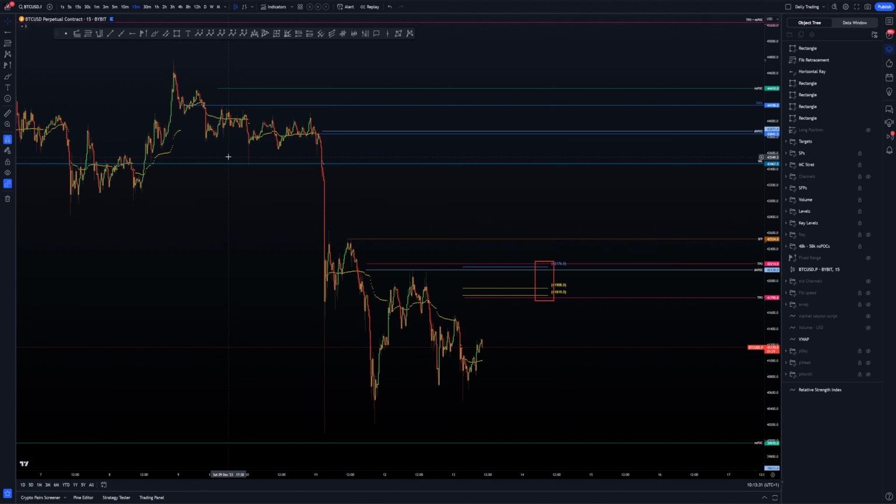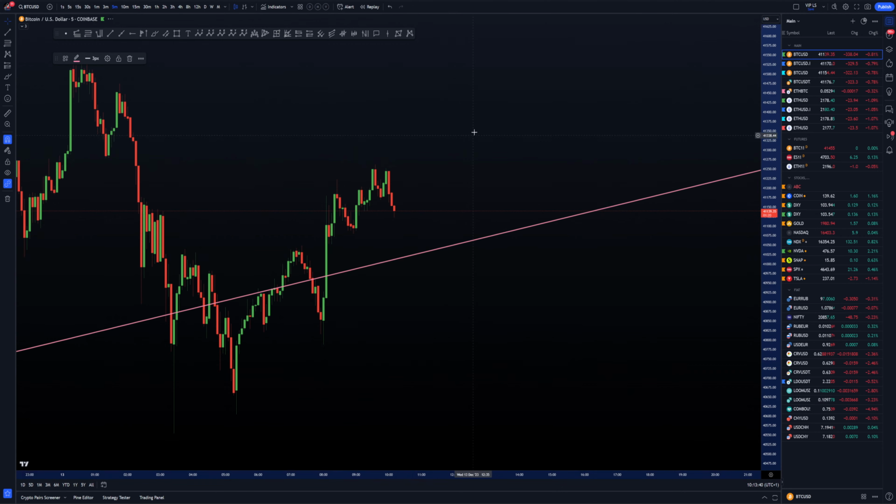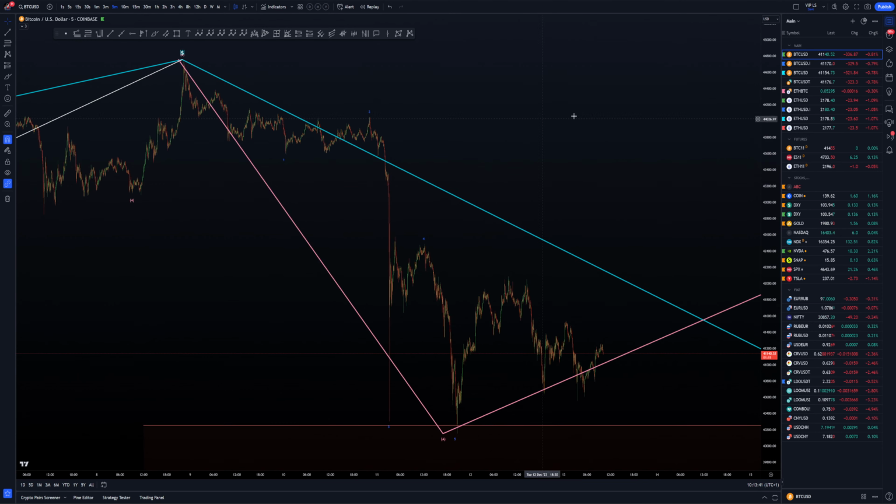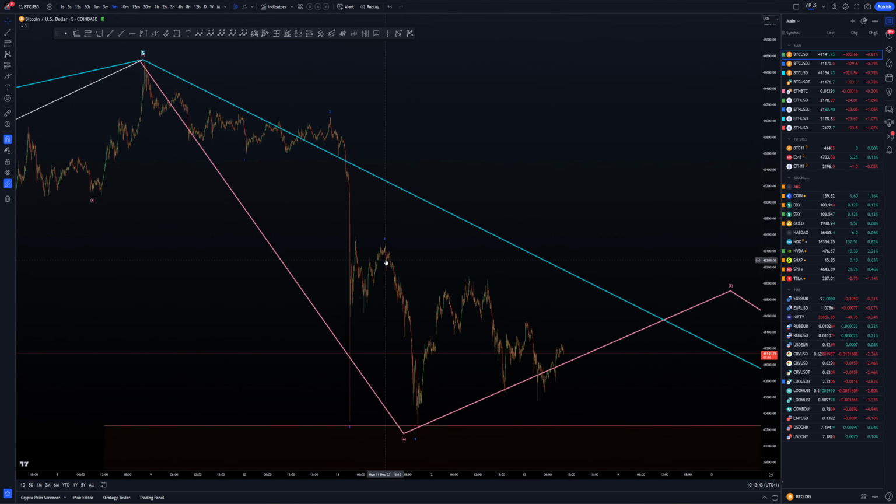I believe we are in a wave 4 triangle before another push down. Oh yeah, okay, this wave. A, B, C, D, E.